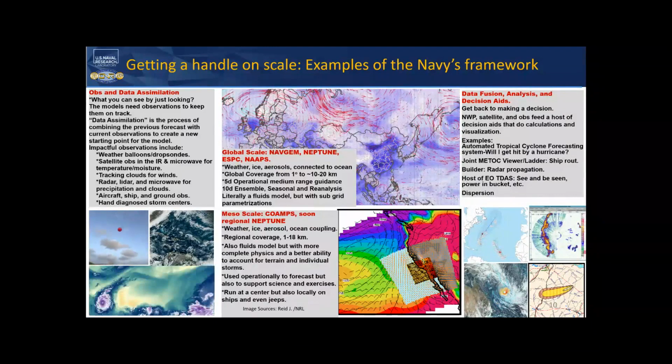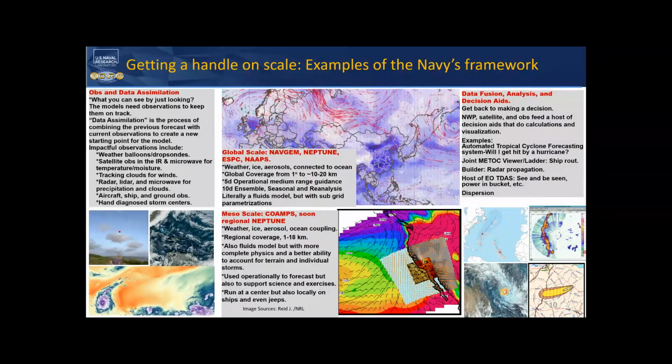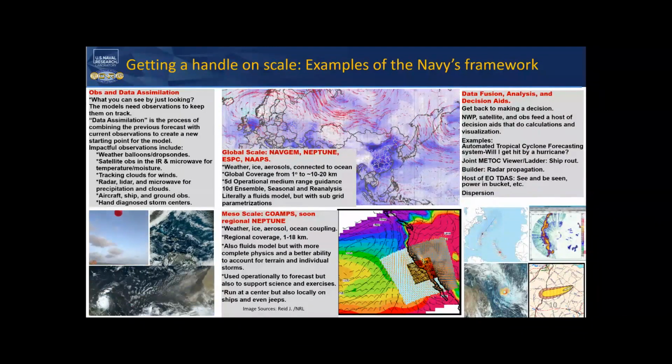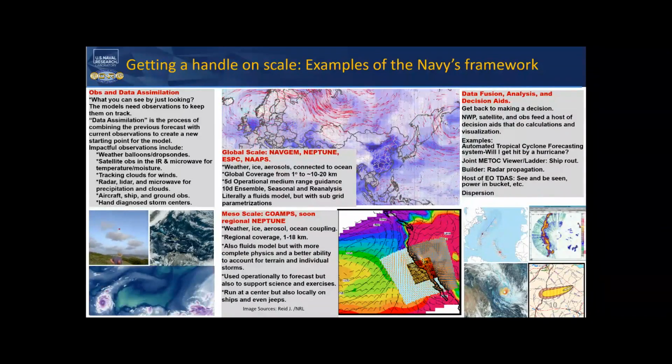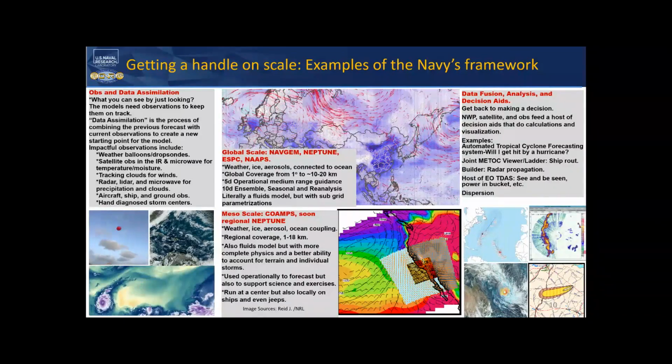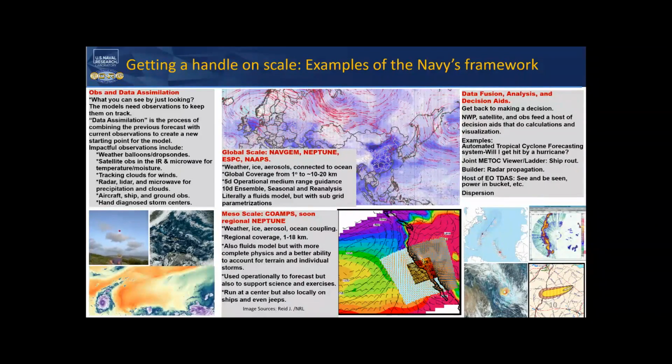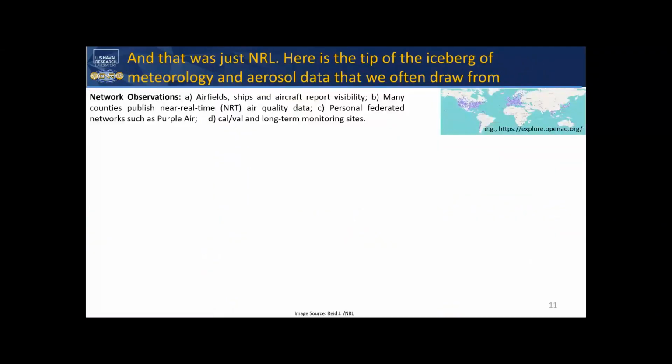At NRLDC, they have the Builder program that does radar propagation. There's lots and lots of electro-optical decision aids about seen to be seen, power in the bucket for directed energy, and of course there's plume dispersion. And that's just NRL, right?